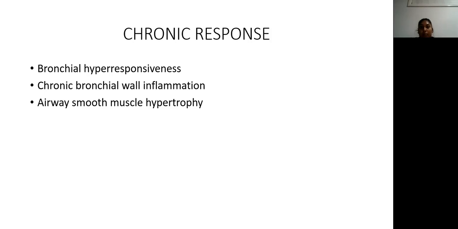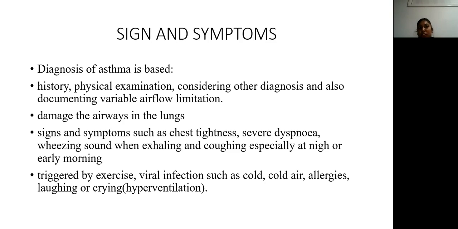Now I would like to draw your attention to the clinical manifestation of asthma. The diagnosis of asthma is based on the patient's history, physical examination, considering other diagnoses, and also documenting variable airflow limitations. Asthma can damage the airways in the lungs, which leads to signs and symptoms such as chest tightness, severe dyspnea, a wheezing sound when exhaling, and coughing, especially at night or early in the morning, according to the National Asthma Council Australia 2017.